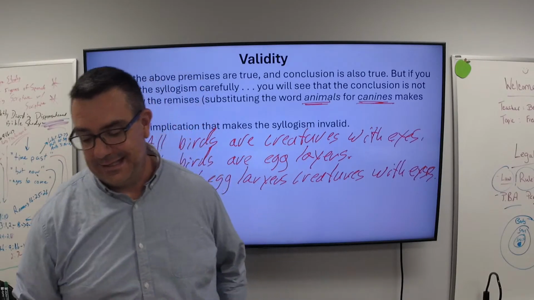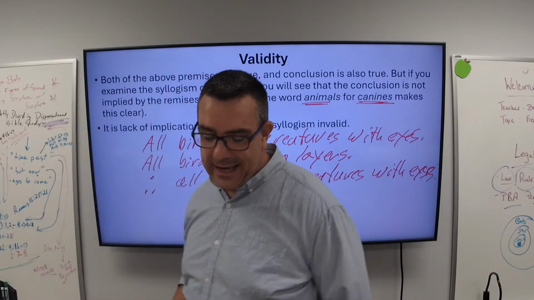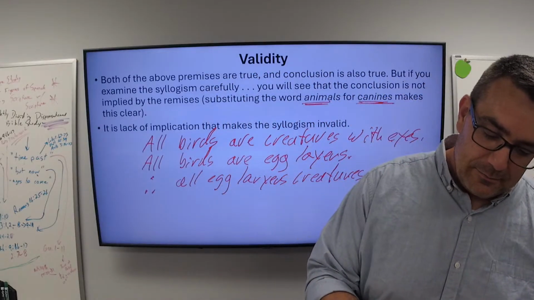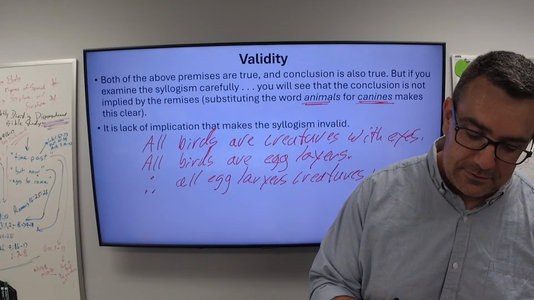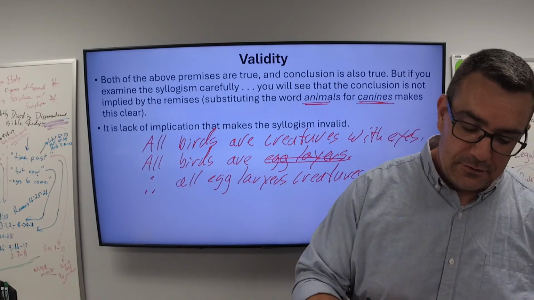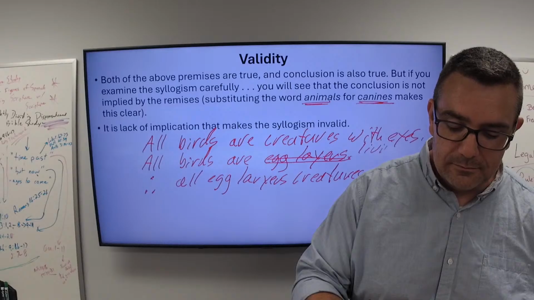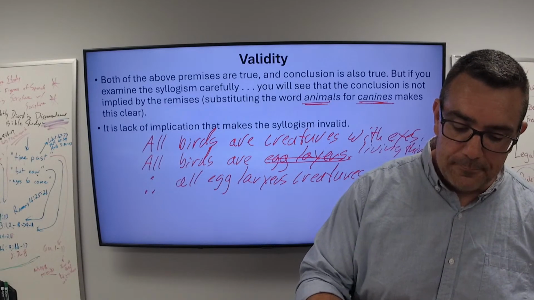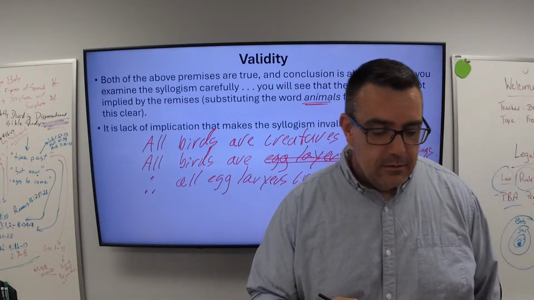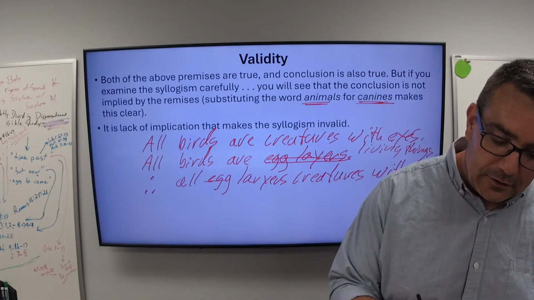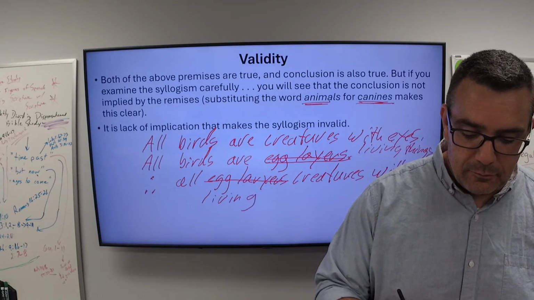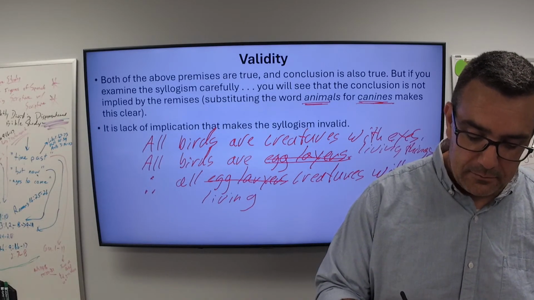Okay, so let's test it then, and we're going to replace egg layers with living things. So I'm going to cross out egg layers, and we're going to substitute in living things. Okay? So I'm going to have to do it here as well in the conclusion. So remember what we're doing. We're testing validity here.